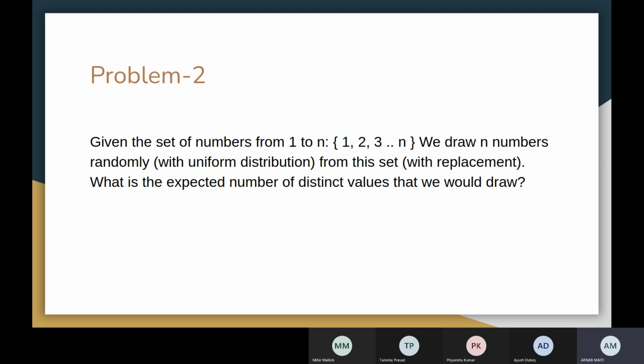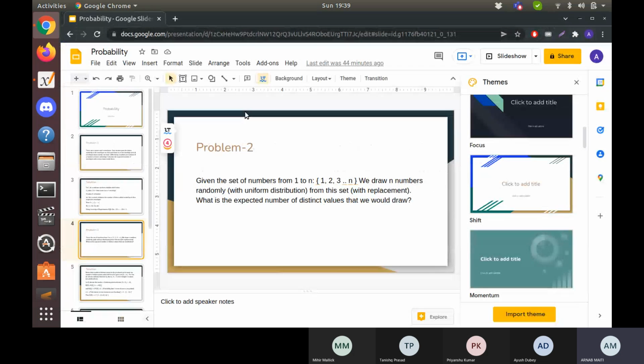And then from here also, we can proceed. For this question also, can someone confirm if the question itself is clear or not? Yeah, it is clear. Okay.